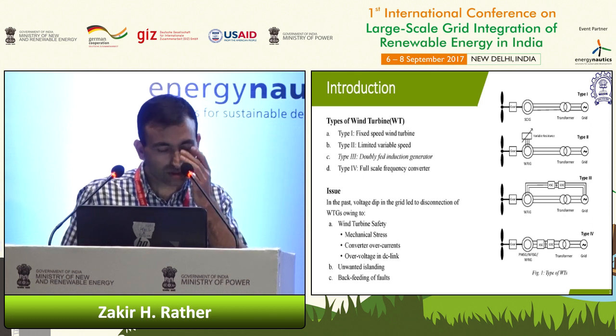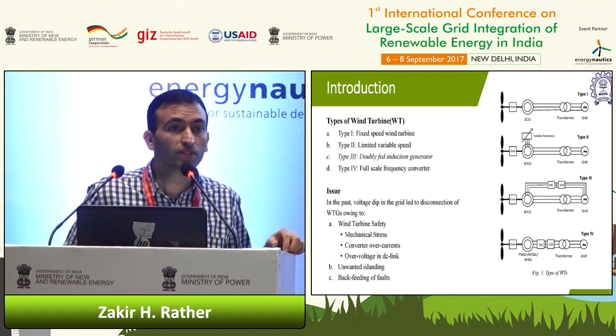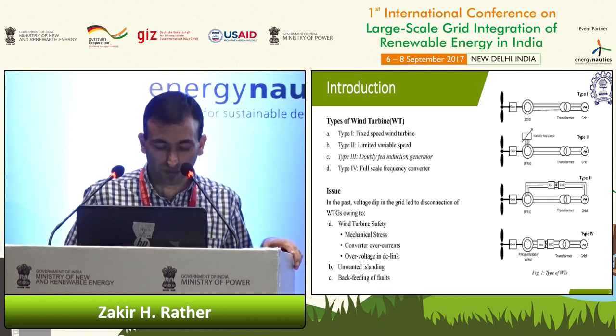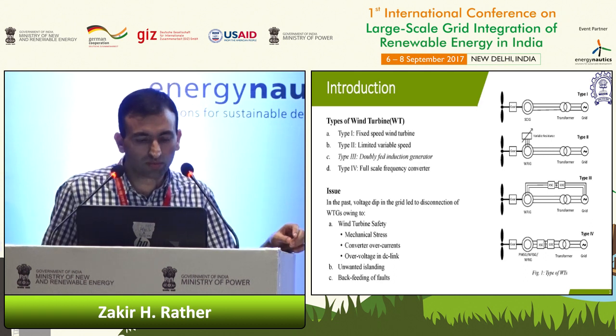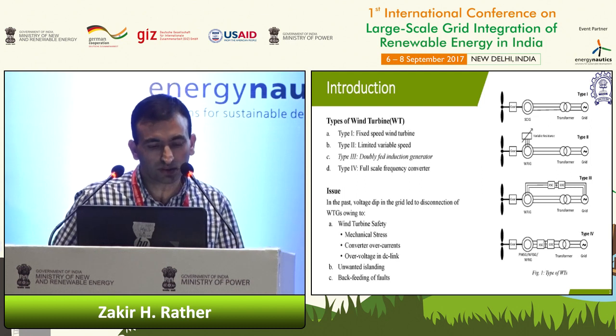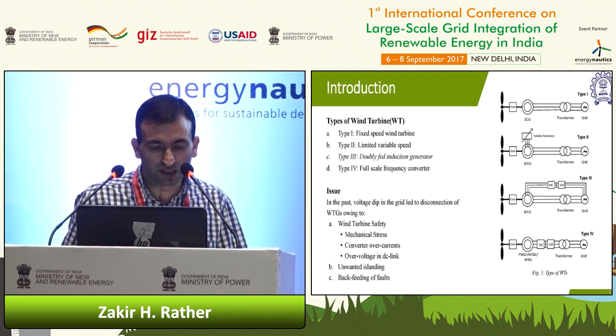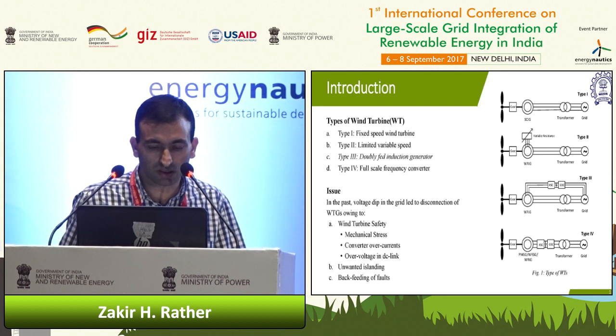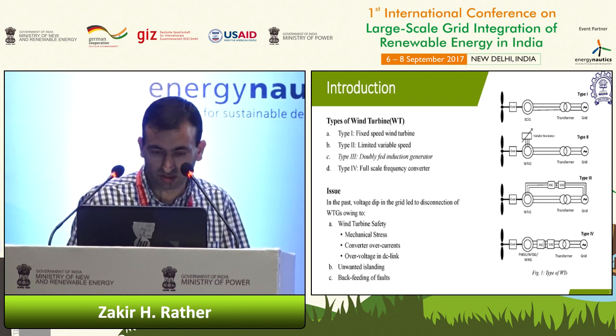So the issues with these wind turbines are, in the past, voltage dips in the grid led to the disconnection of wind turbine generators owing to different reasons. As mentioned here: mechanical stress, over voltage in the DC line converter, overcurrents, islanding, and all that.